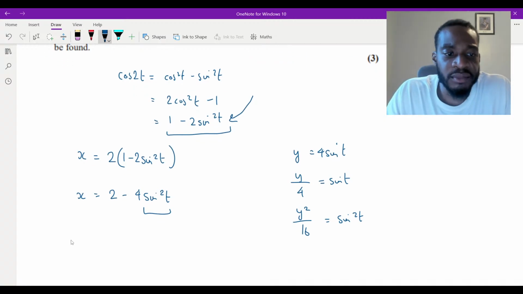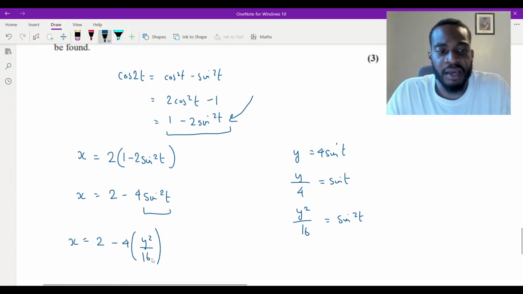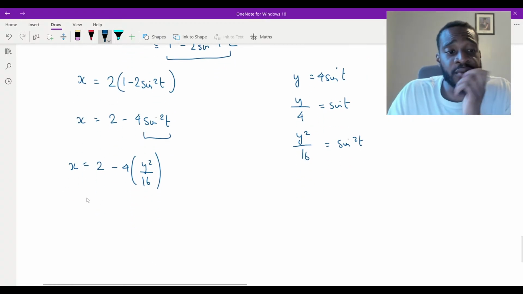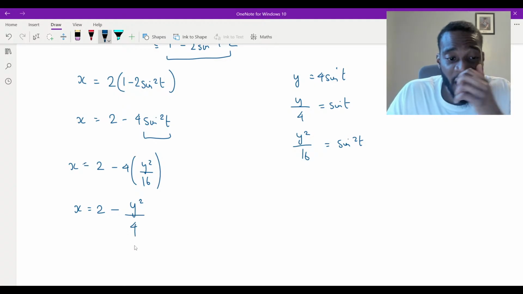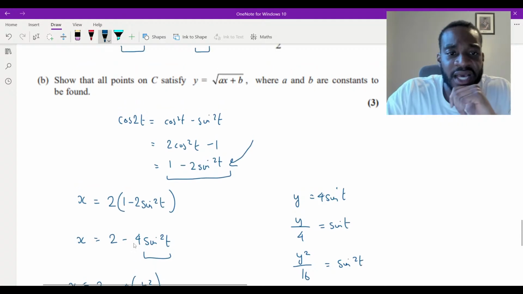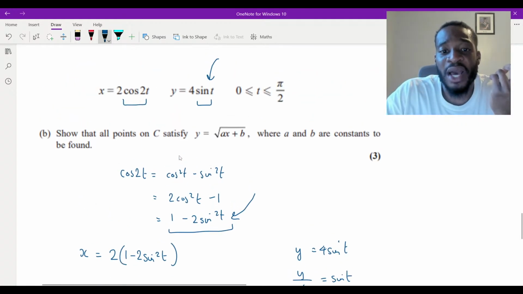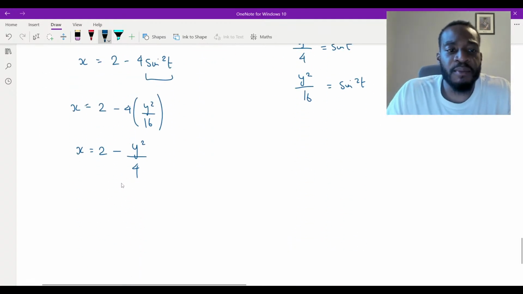So therefore it becomes x is equal to 2 minus 4, and then it's going to be y squared over 16. Sorry, I put a 4 there. Y squared over 16, like that, right? And so now x is equal to 2 minus 4 over 16, which is just y squared over 4, isn't it? Like that. And then now, remember, what do they want it as? They want y as the subject, yeah? So let's times up by 4.